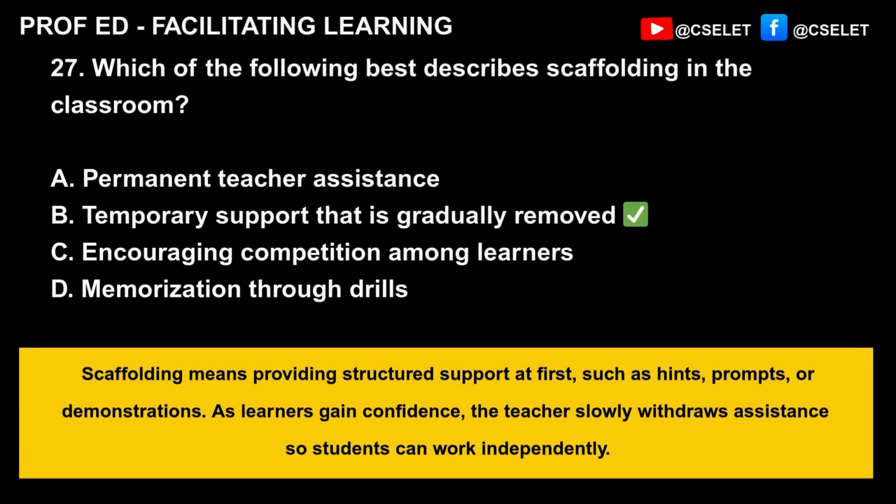The correct answer is letter B. Scaffolding means providing structured support at first, such as hints, prompts, or demonstrations. As learners gain confidence, the teacher slowly withdraws assistance as students can work independently.